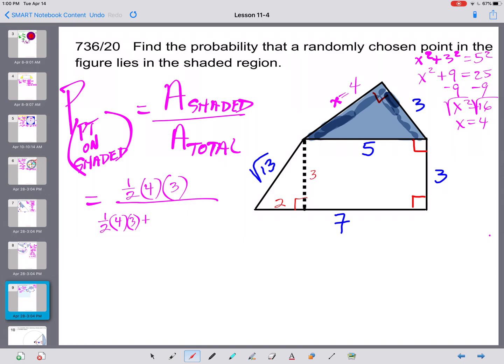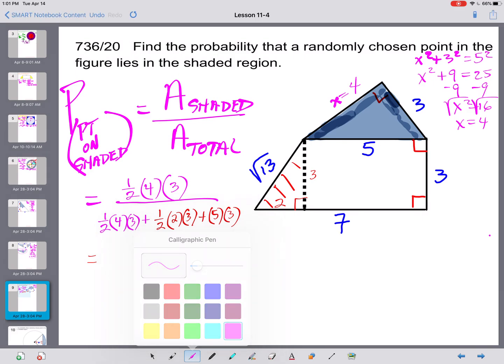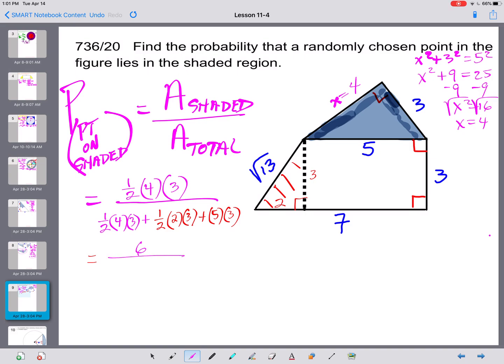This is 3. So just that little triangle, that's going to be 1/2 base times height. That's 1/2, the base is 2, the height is 3. Then the rectangle is 5 by 3. Okay, there it is. Area shaded divided by area total. First of all, area shaded, what do we have here? That's going to be 2 times 3, that's 6. Over, we've got 6 plus 3 plus 15.